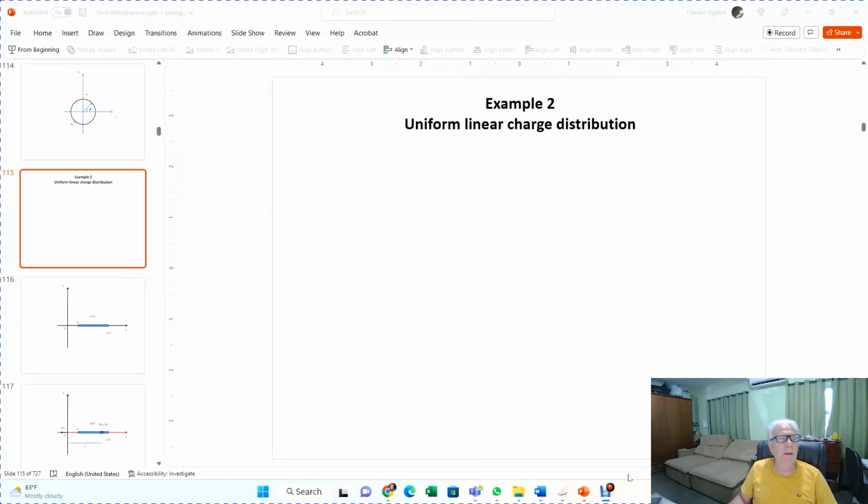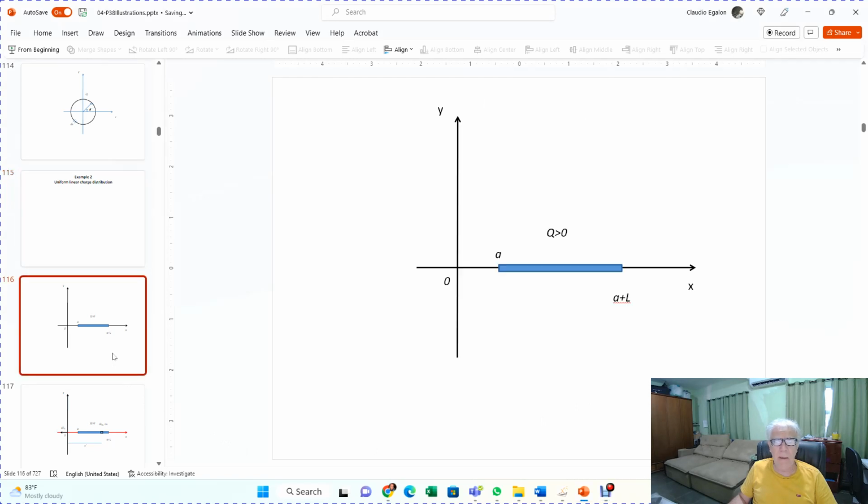Now we're going to do another example, the example of a uniform linear charge distribution. So one of the ends of this charge distribution is a given distance from the origin of the axis. And I want to calculate, again, it's going to be a simple problem, right? We're going to calculate the electric field at the origin. Note that this end here is at a distance a from the origin, and this other end here is at a distance a plus L. So this rod has a length L.